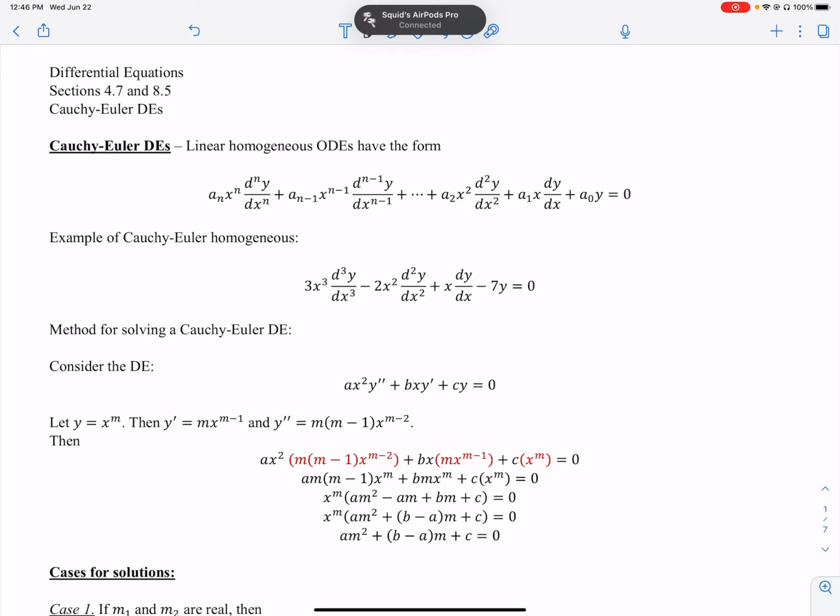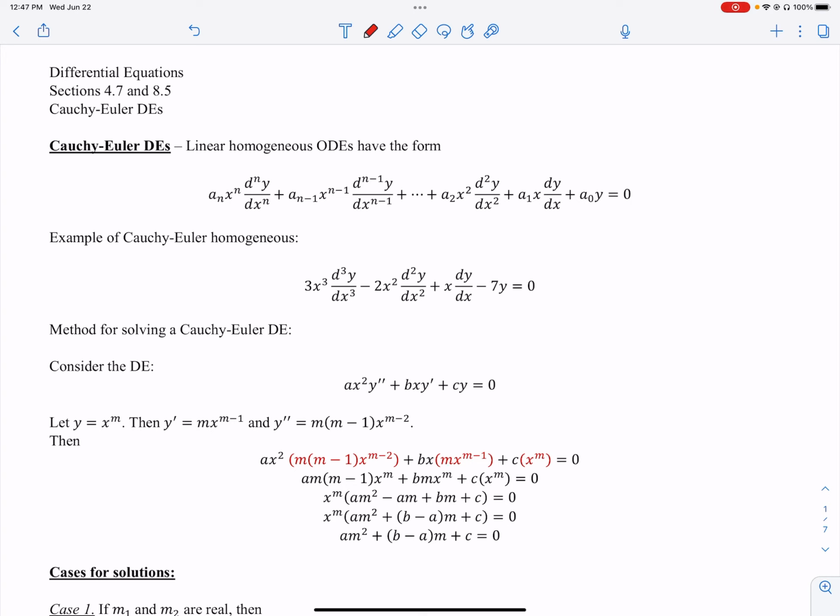We'll begin our discussion of section 4.7, and then in our second video it will be 8.5. It's the same method. One's a lower order DE, one's a higher order. Okay, so let's start. These are called Cauchy-Euler equations. Those are two mathematicians. You've seen Euler before, even in this semester, and several times throughout. Cauchy is another mathematician. That's how you say it, Cauchy.